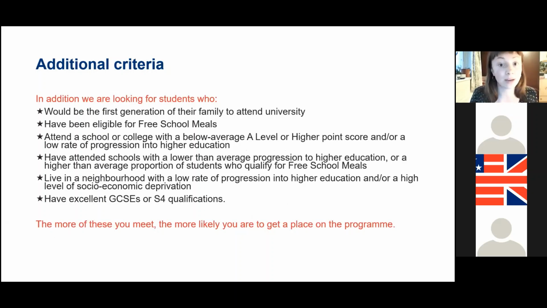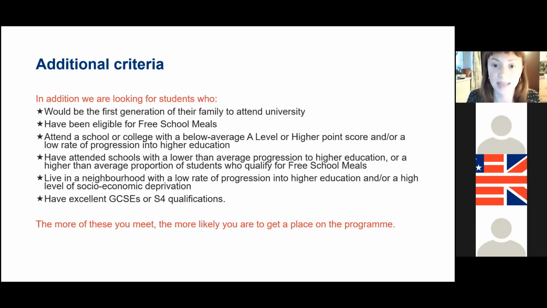We are looking for students who may be the first in their family to attend university, so first generation students. We're looking at students who may have been eligible for free school meals, so that's another piece of criteria that we're interested in. We're looking at students who attend a school or college with a below average A-level or higher point score and a low rate of progression into higher education. And also students who attend schools with a lower than average progression into higher education, or a higher than average proportion of students who qualify for free school meals.